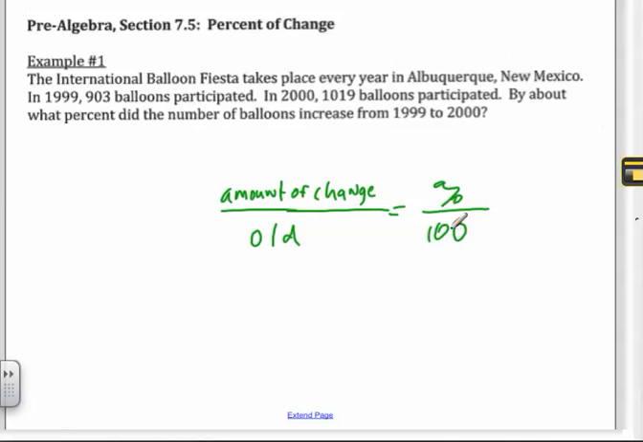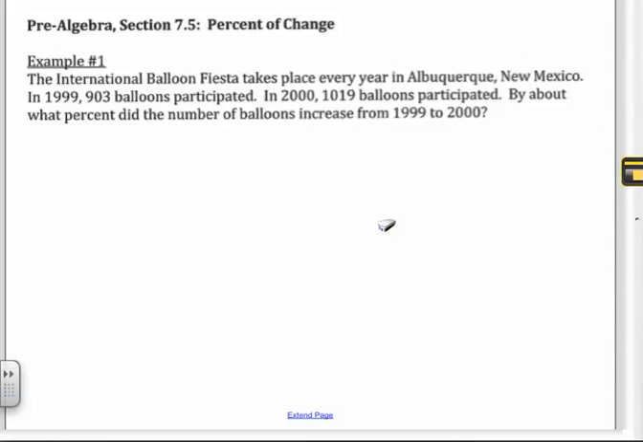Everybody clear on that? Where we are? Okay, well, let's look at example number 1 here. All right, I'm erasing that. It says the International Balloon Fiesta takes place every year in Albuquerque, New Mexico. I've seen that. It's pretty amazing. They have one in Baton Rouge, too, where I grew up. It's amazing. I've taken some pictures, and I'm not a photographer, so that tells you something. That it must be pretty impressive.